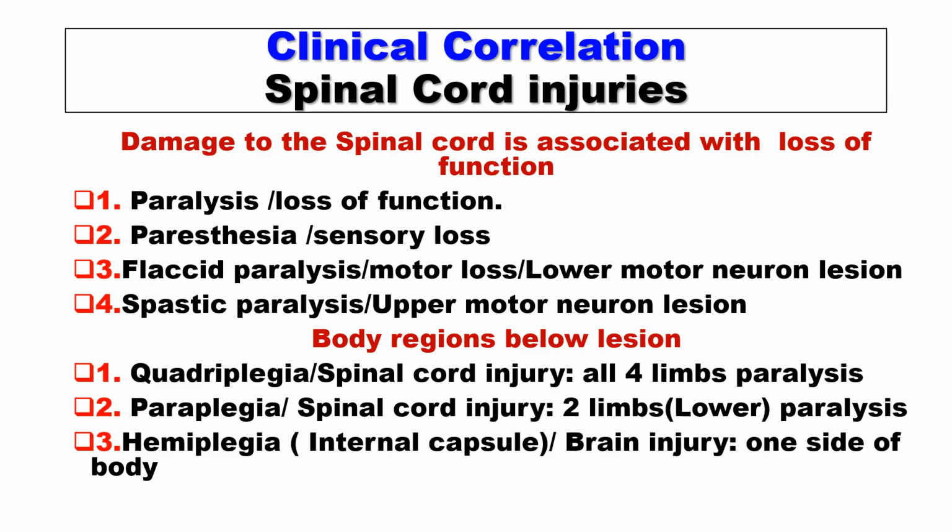Body regions below the lesion are affected. Quadriplegia is a spinal cord injury wherein it involves four limbs paralysis. Paraplegia is a spinal cord injury which involves two limbs, mainly the lower limb paralysis. Hemiplegia is one side paralysis of the body, mainly due to injury in the internal capsule that is present in the brain.